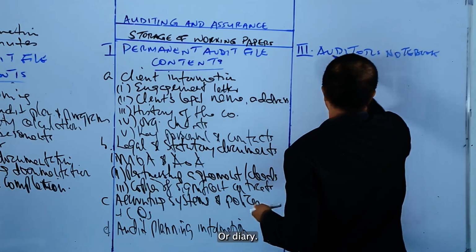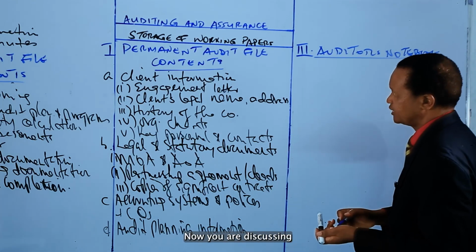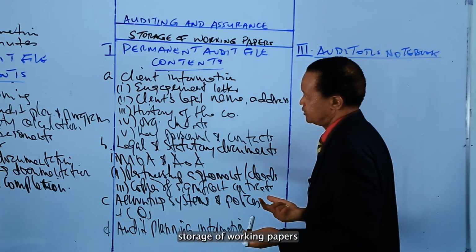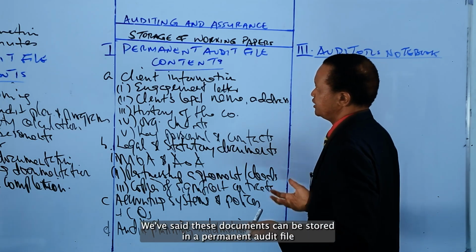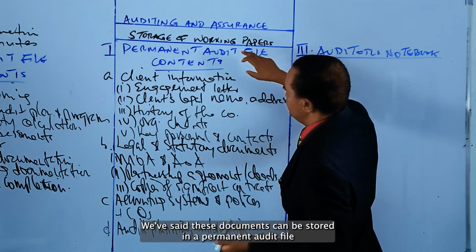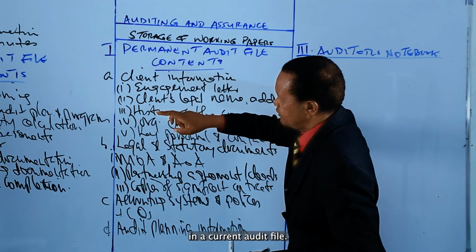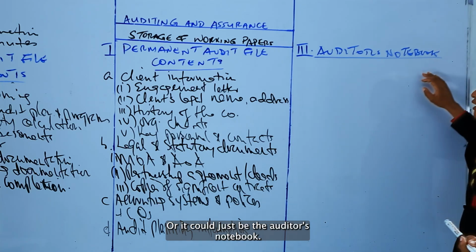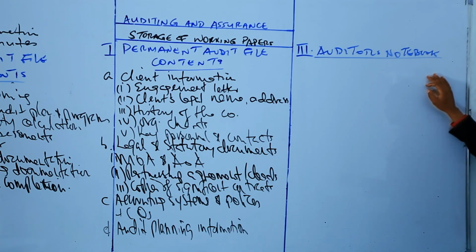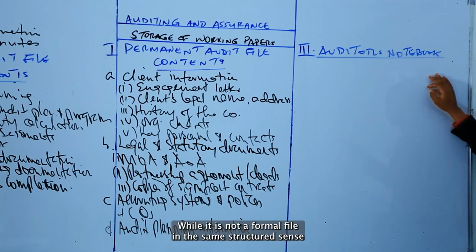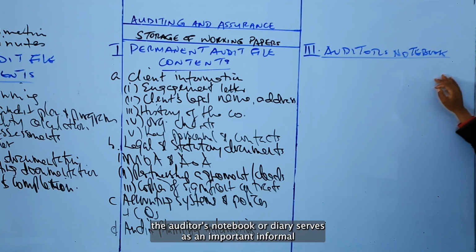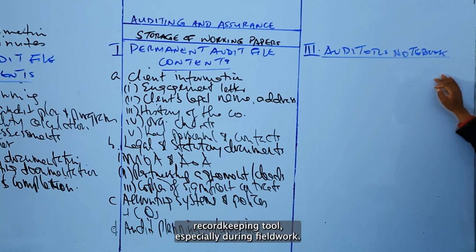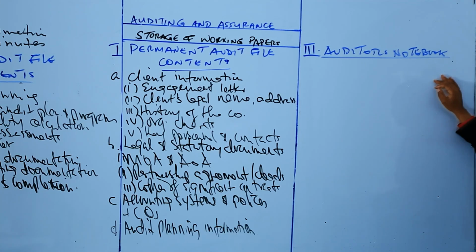Now, candidates, we are discussing storage of working papers, or what we call audit documentation. We've said these documents can be stored in a permanent audit file, in a current audit file, or it could just be the auditor's notebook. While it is not a formal file in the same structured sense as the permanent audit file and the current audit file, the auditor's notebook or diary serves as an important informal record-keeping tool, especially during fieldwork.